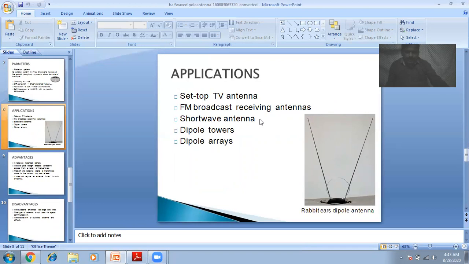Applications of this half wave dipole, and what are the applications? The applications are set-top TV antenna, and it is used in FM broadcast receiving antennas, and shortwave antenna. It is also used in dipole towers and dipole arrays. Okay.